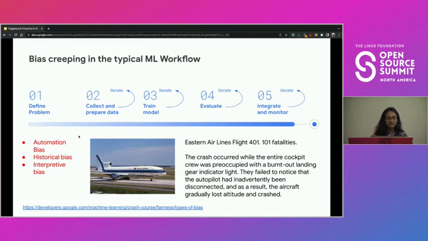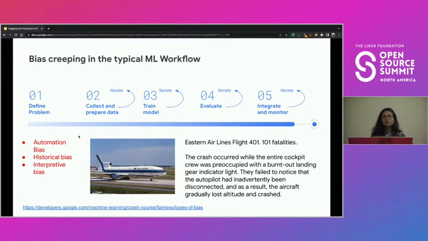For example, when you're defining a problem, you can have automation bias or historical bias or interpretive bias. Historical bias is where the world itself is biased and you're defining the problem in a wrong way. Automation bias is where you're overly relying on a machine to make judgment calls. For example, this was Eastern Airlines flight 401, and the pilots entirely relied on this one gear indicator light, and they thought that the machine would indicate whether they were at the right altitude. And they did not know that they were disconnected throughout, and you had 101 deaths because of that.